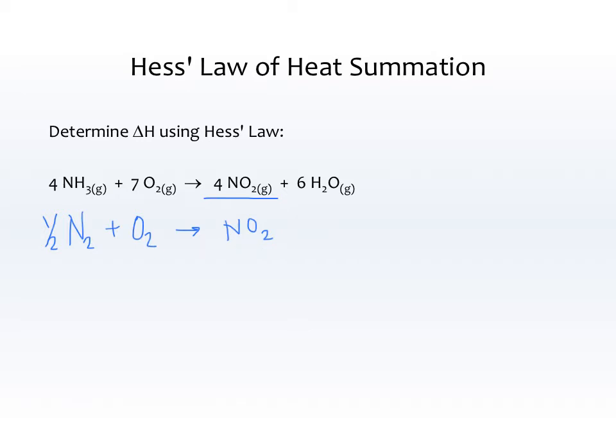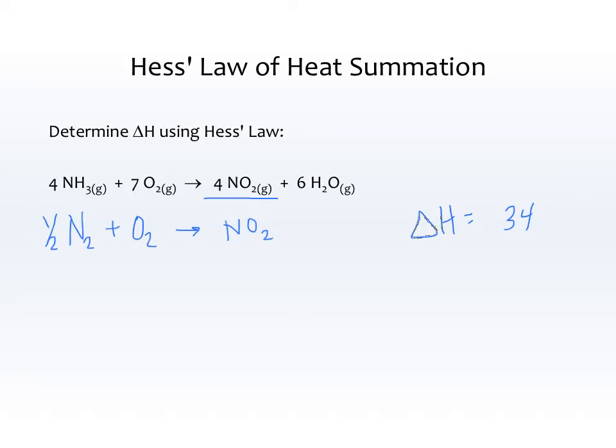Now look up on your chart, that reference chart, your delta HF values, and find NO2. It's under the nitrogen section. It's on the second page, in the bottom, on the left. Did you find it? Okay. So delta H for NO2, that's just one NO2, is 34 kilojoules per mole.